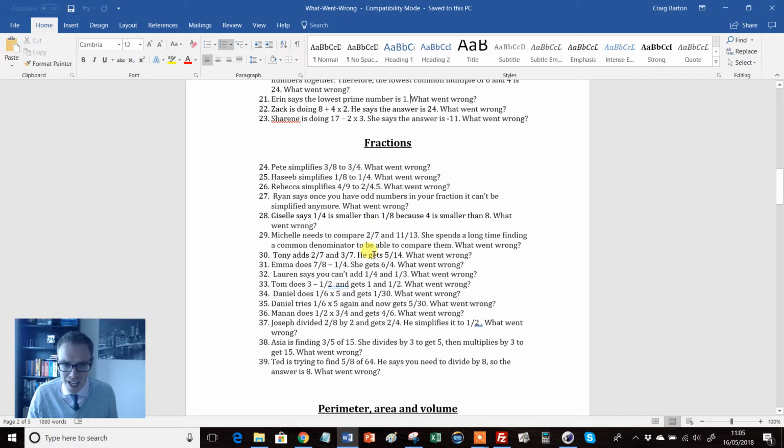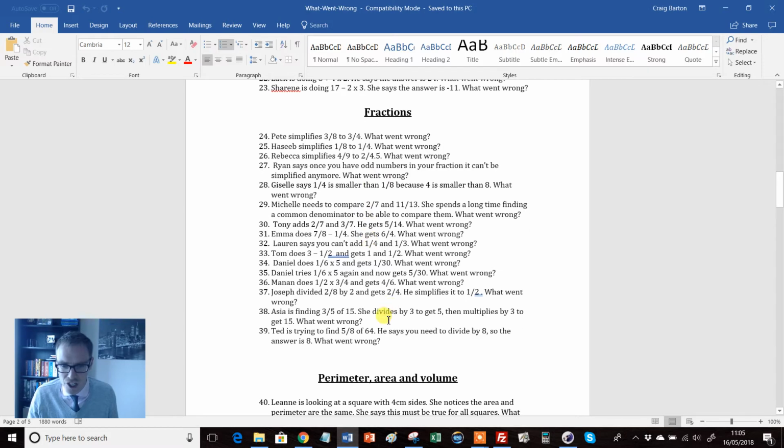What went wrong? I really like this simplification of fractions one. Where is it? There it is. I like that one there. Rebecca simplifies 4/9 to 2 over 4.5. What went wrong?